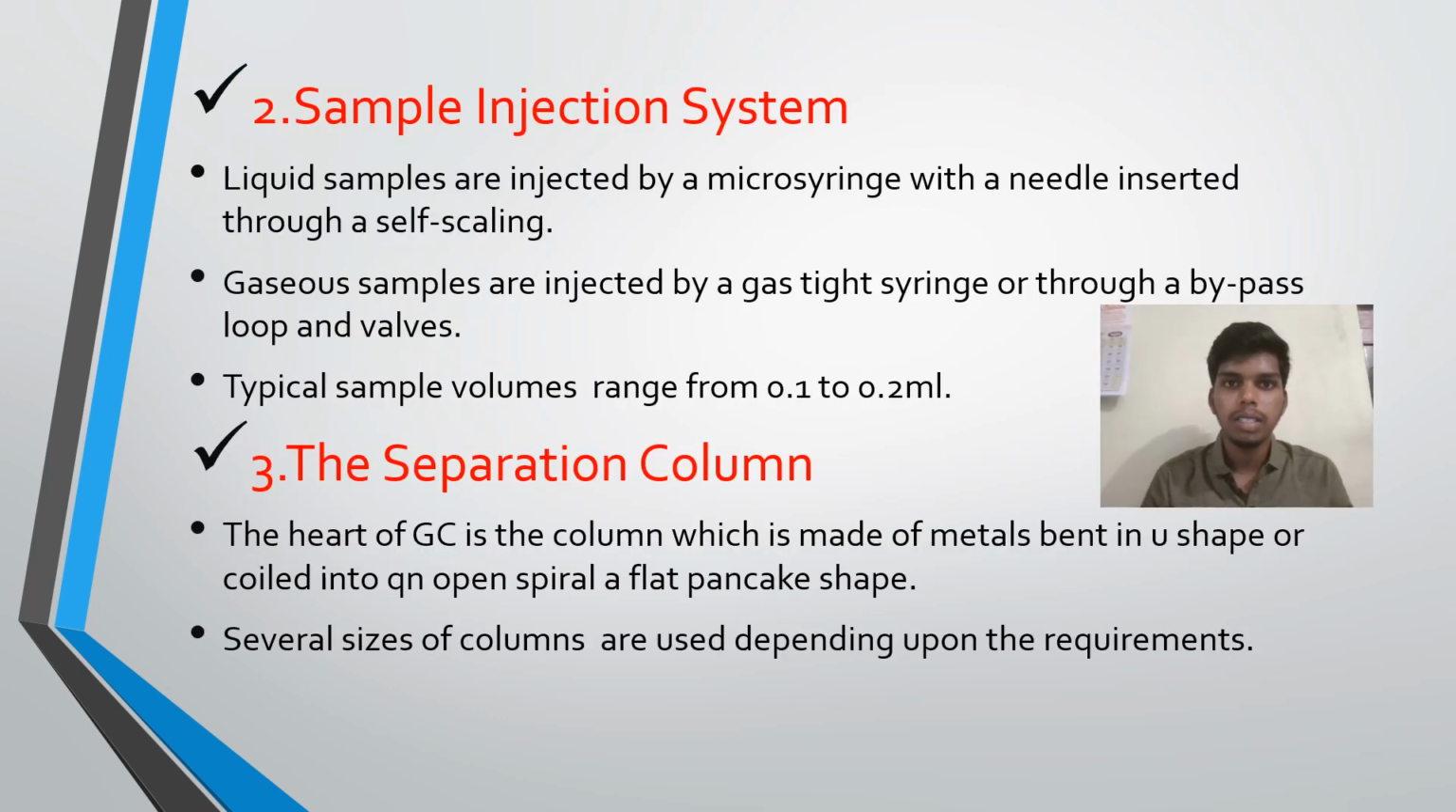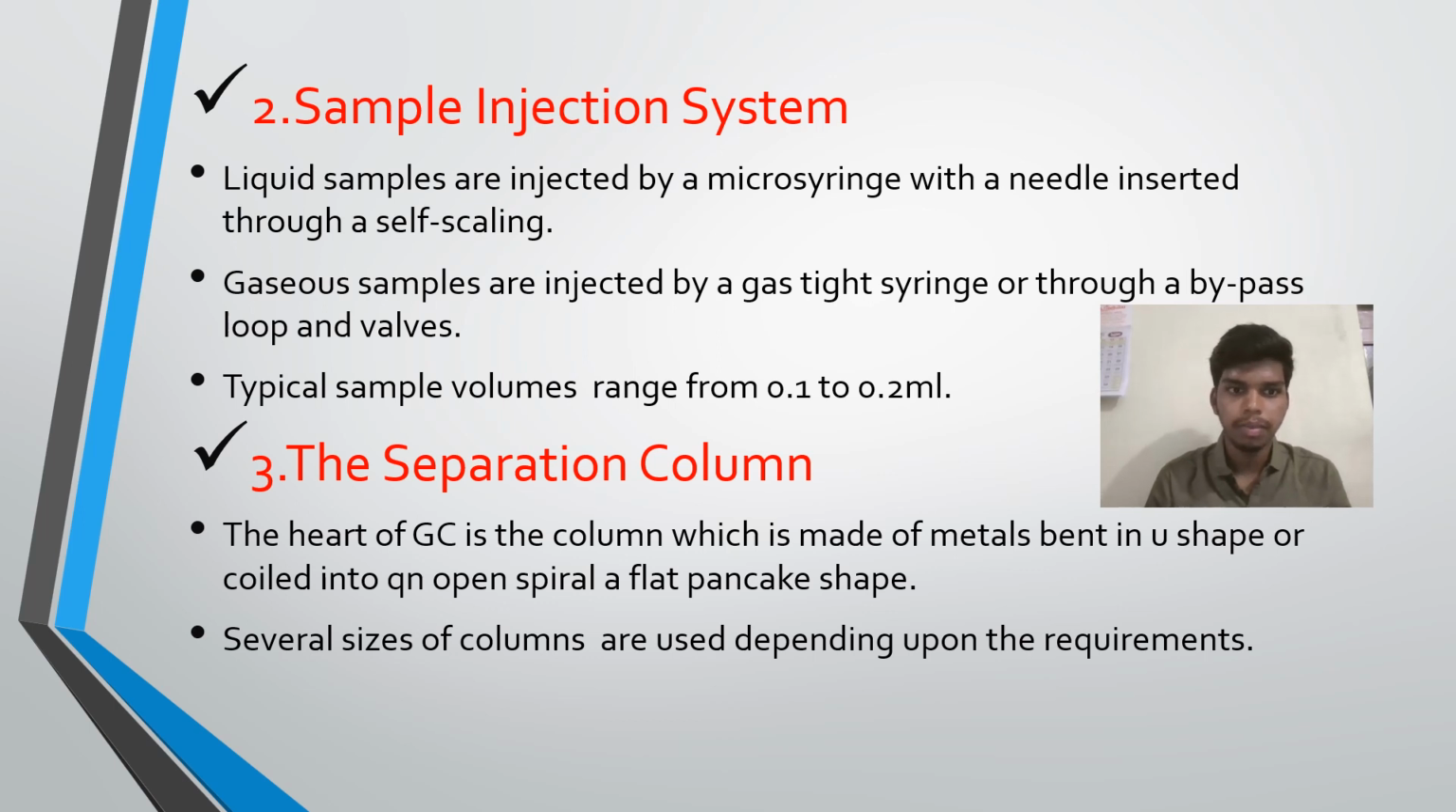Sample injection system. Liquid samples are injected by a micro syringe with a needle inserted through a self-sealing septum. Gaseous samples are injected by a gas-tight syringe or through a bypass loop and valves. Typical sample volumes range from 0.1 to 0.2 ml.